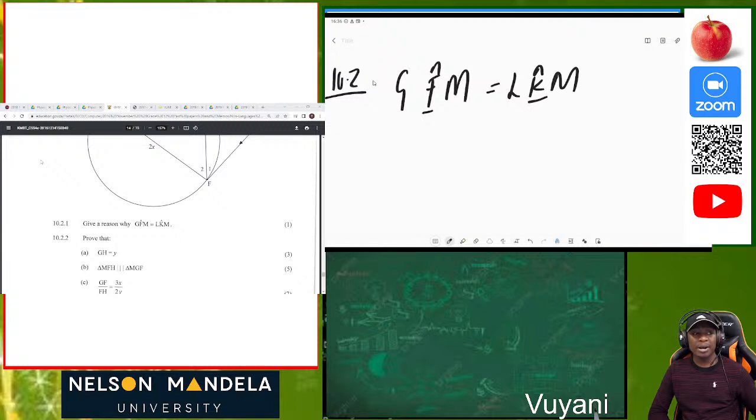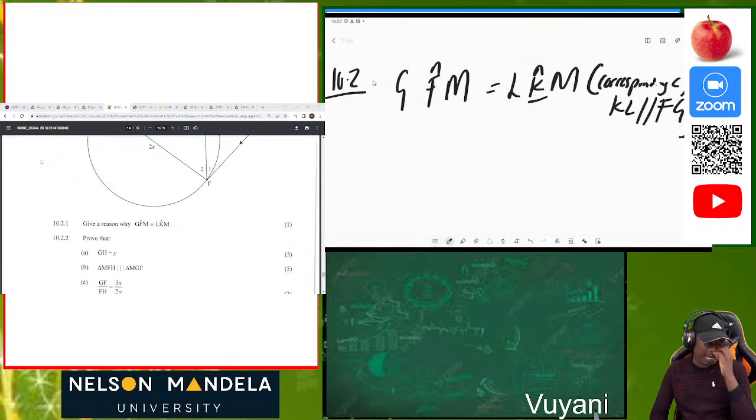Because we are seeing that they are parallel sides. FG is parallel to KL. So we know that when an F is formed, this angle is equal to this angle. Why? Because they are corresponding angles. Then you state the parallel sides: KL is parallel to FG. There is a mark for stating the parallel sides. So corresponding angles, provided that KL is parallel to FG.